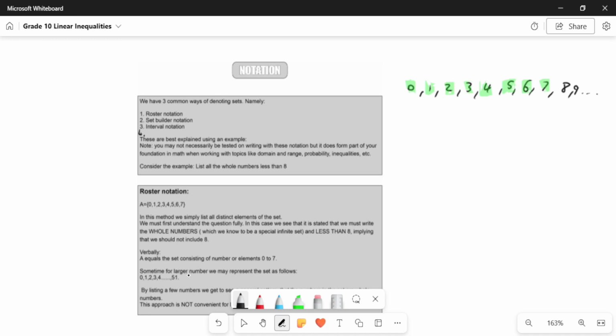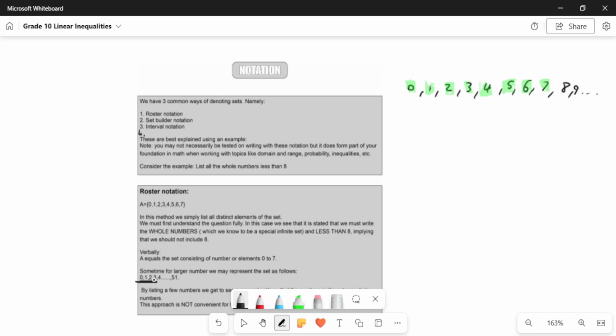Now, sometimes for large numbers, we may represent it as follows: 0, 1, 2, 3, 4, ..., comma 51. What this does is, by listing a few numbers, you understand that there's a pattern. What's the pattern? We are adding 1 to every previous number. We are listing the whole numbers, basically. But here we are ending with 51.